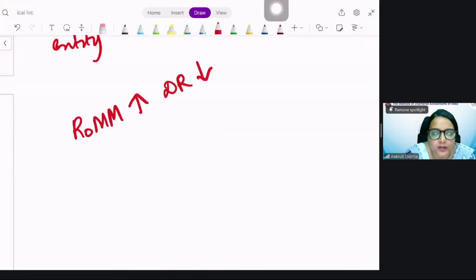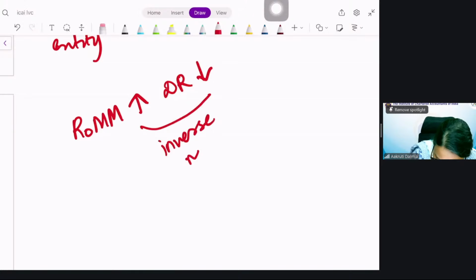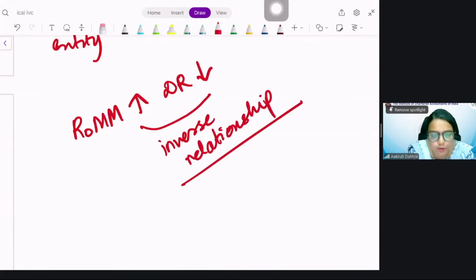If the risk of material misstatement is very high, the auditor will try to keep detection risk, something that is in my control, as low as possible. So they have something called an inverse relationship.